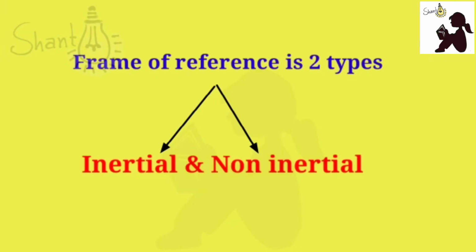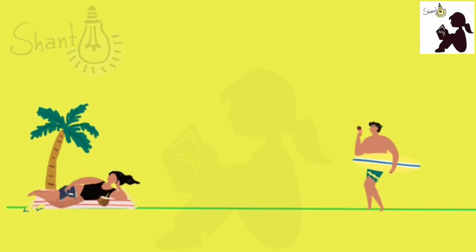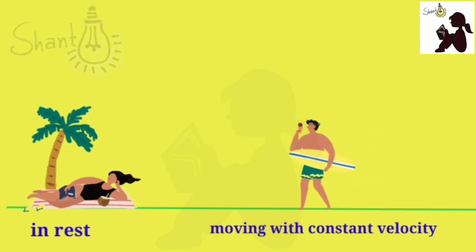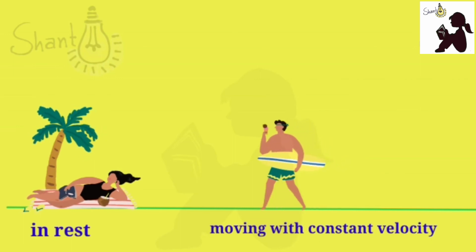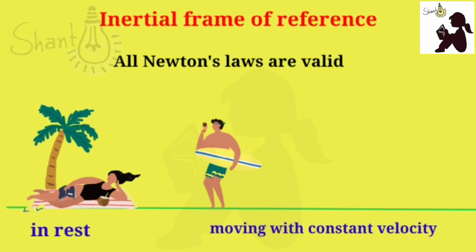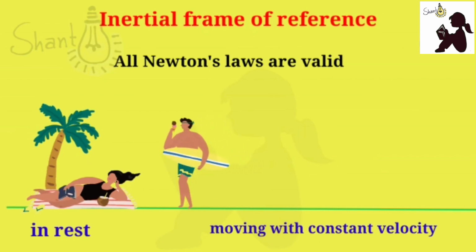Frame of reference can be of two types. If the frame of reference is moving with a constant velocity or is in rest, this type of frame of reference is called an inertial frame of reference. All of Newton's laws are valid in this frame of reference.